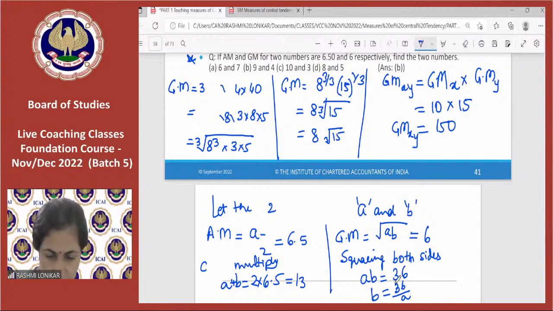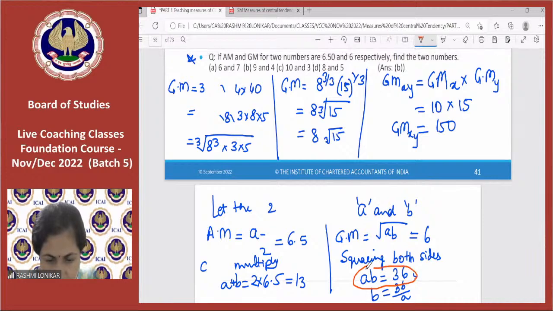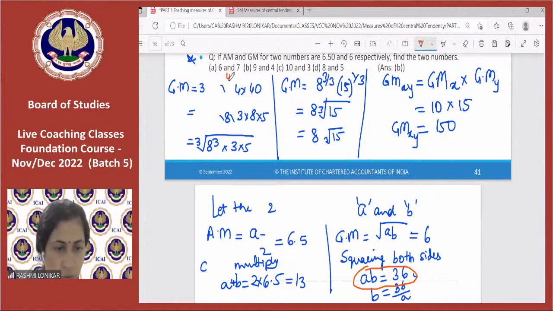Now we say A into B is 36. So the multiplication of the two, because the first property is not helping me at all. So I'm just saying this, A into B is 36. Now 6 into 7 is 42. 9 into 4 is 36. 10 into 3 is 30. 8 into 5 is 40.